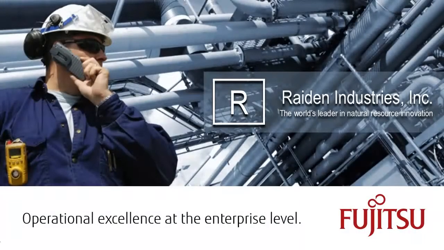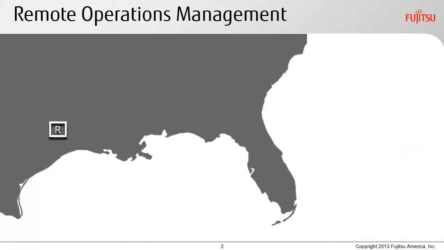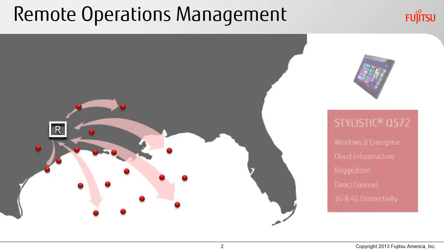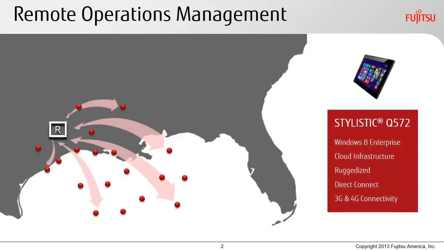Our demo takes place at a fictitious company by the name of Ryden Industries. Ryden is an oil and gas manufacturing company with a desire to better understand asset optimization for remote refineries and geolocations. In our first scenario, we have plant managers stationed at 40 of Ryden's remote locations. Each manager has a stylistic Q572 tablet that they can use to connect to their corporate office via cloud infrastructure, direct connect, and 3G, 4G connectivity.